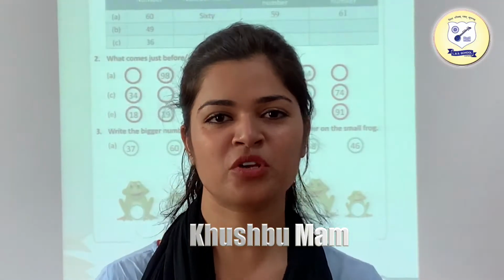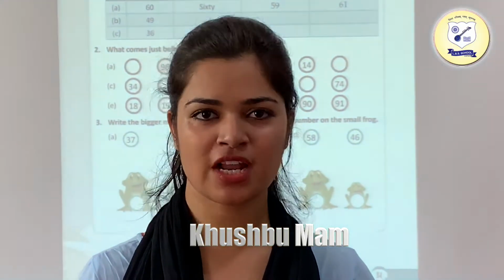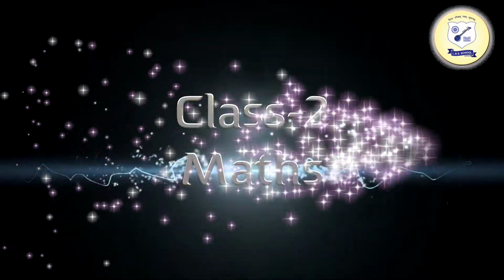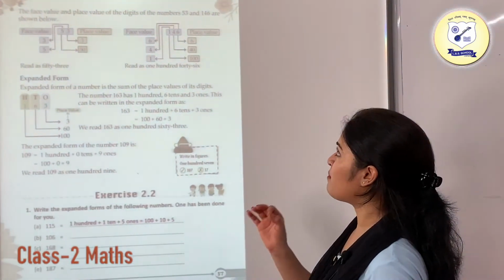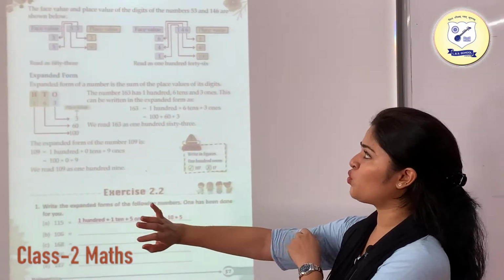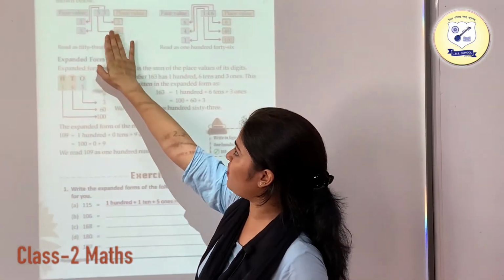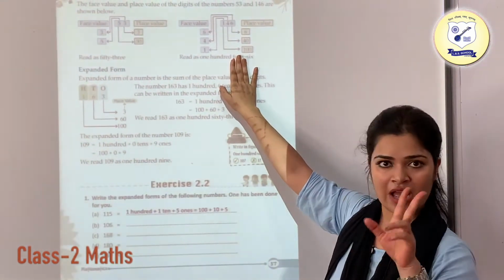Everyone, now we are going to start our next topic of mathematics for class 2nd. The face value and the place value of the digits of the numbers 53 and 146 are shown below. Like we are having this number 53 and this is your 146. We are having two numbers.